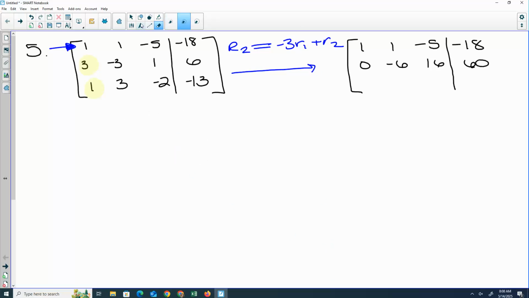Alright, we also need to change the third row. We're trying to get that to be a 0. We want to use row 1 to do it, so what would you do? So 1 minus 1 is 0. 3 minus 1 is 2. Negative 2 minus negative 5, so negative 2 plus 5 is 3. Negative 13 minus negative 18, so negative 13 plus 18 is 5.